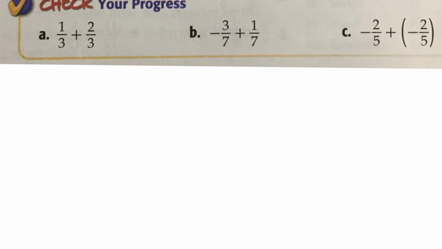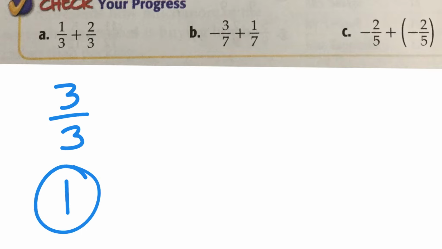Okay, A, what did we get? 3/3, which, can that go into 1? 3/3, which is the same thing as 1. Yes, it is. That is correct. I did that whole number 3, but put 3 instead of 1. You said 3/3 was 3?